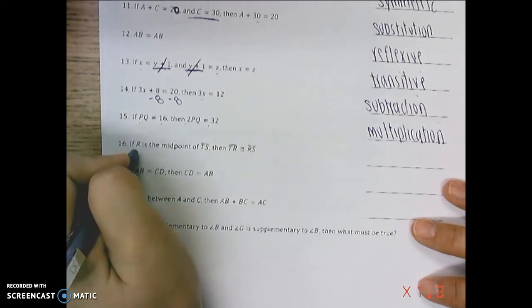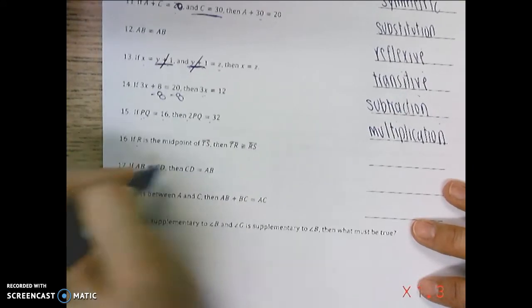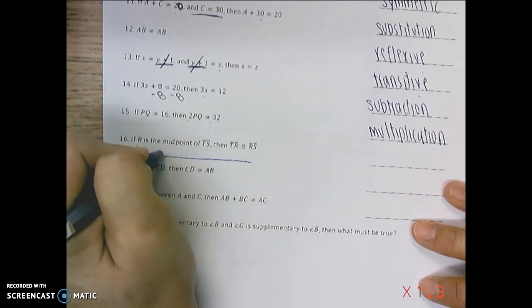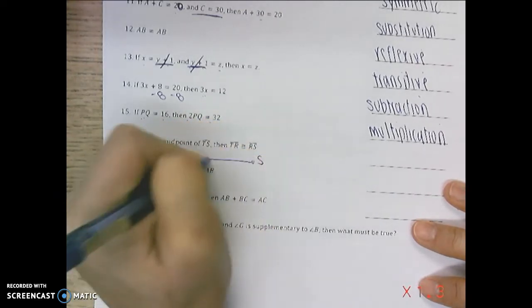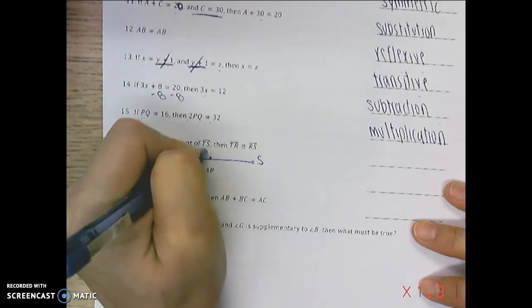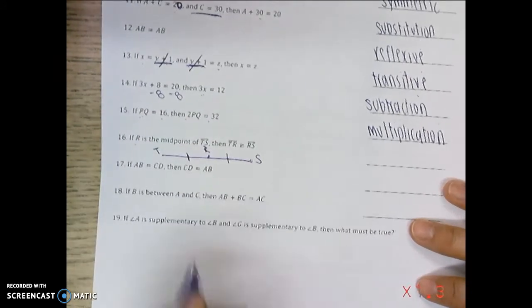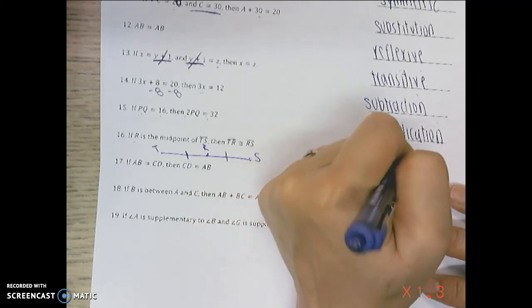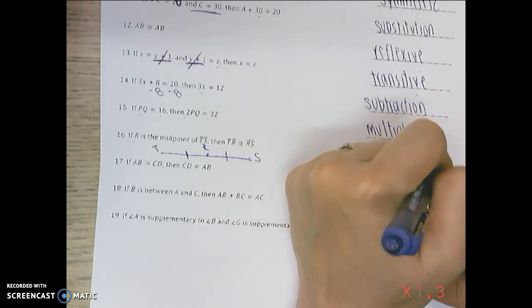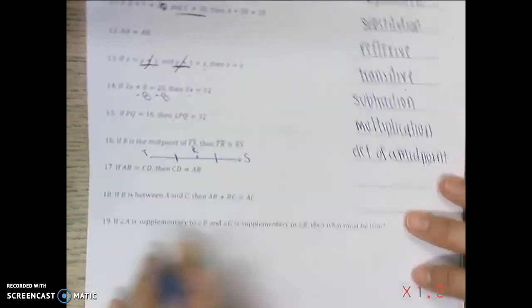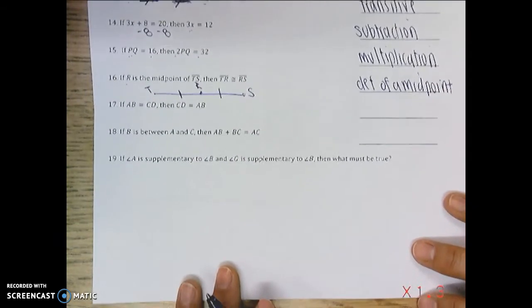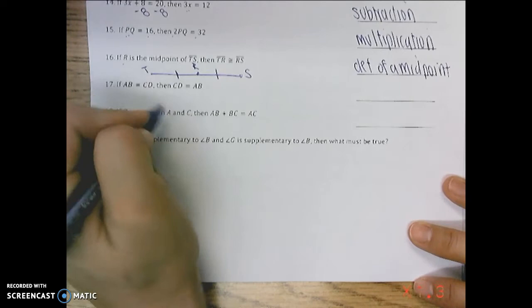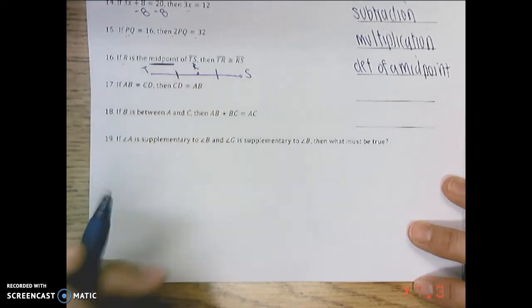Alright, and if R is the midpoint of TS, here's T and S, and if R is the midpoint, TR is congruent to RS, that would be the definition of a midpoint. Keep in mind, guys, they're using the word midpoint. It kind of gives us a clue.